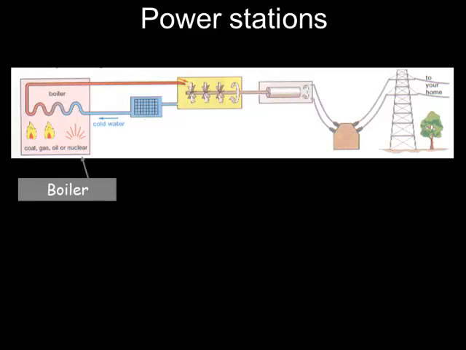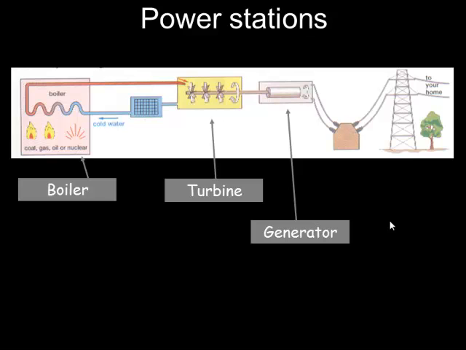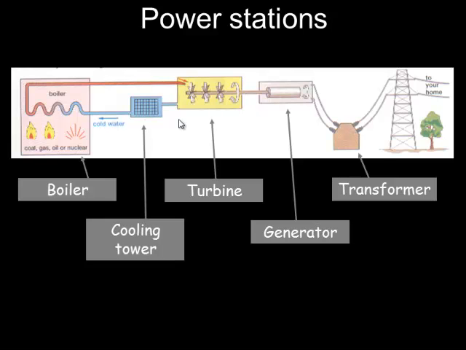We have a boiler system, and this is where coal, gas, oil or nuclear power are used to heat up and boil some water. I've got a turbine which is caused to rotate around. I've got a generator. This is the essence of magnets moving with coils of wire to create electricity. And then we have a transformer. A transformer allows the change of voltage so it can be more effectively transferred around the country. And finally I have a cooling tower where the hot steam is then cooled back down to cold water for this cycle to start over again.